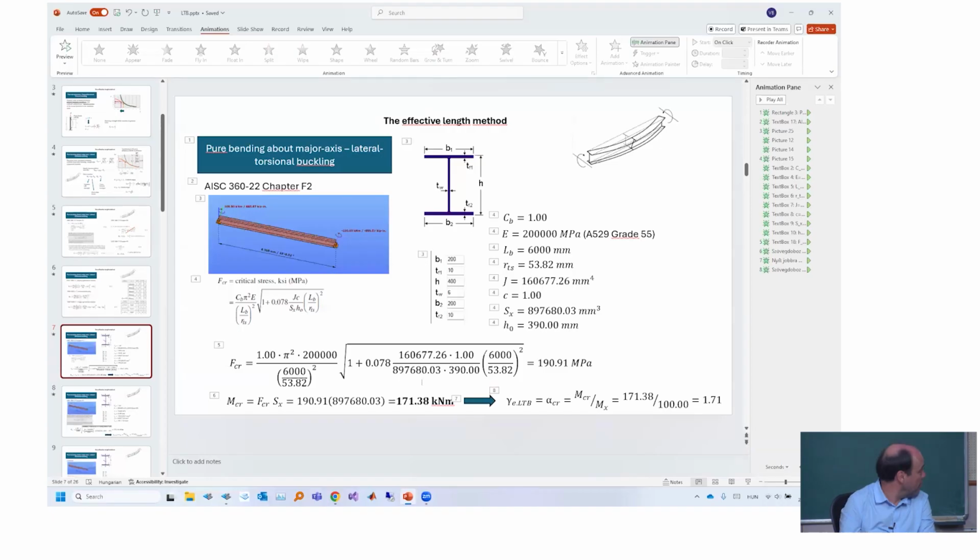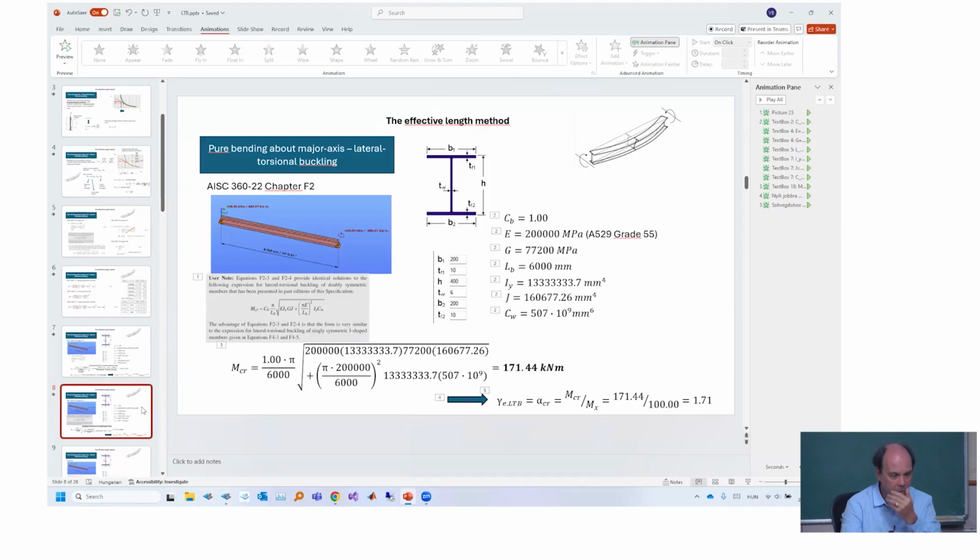Just for the future, as the AISC gives the critical moment, if we want to calculate backwards what would be the load multiplier, then we just need to divide this value by the uniform bending moment, which was the 100, and we come to 1.71. With Consteel, this was 1.72. It's just to give a chance for comparison.